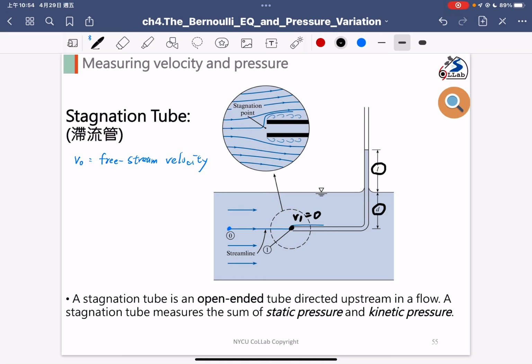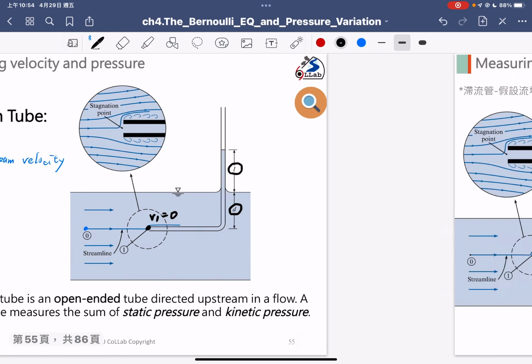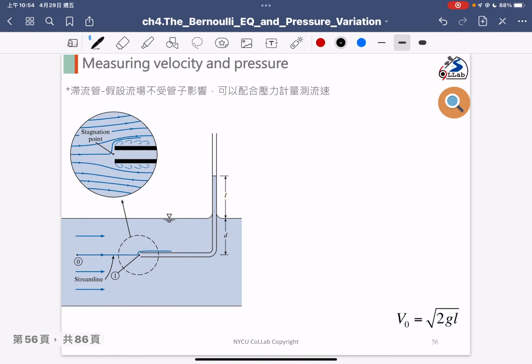How can we estimate the V0? The V0 is our purpose. Okay, so the idea is quite simple. We apply the Bernoulli equation. So the first idea, we check point 2 to point 1. They are located on the same straight line. So we can apply the Bernoulli equations.